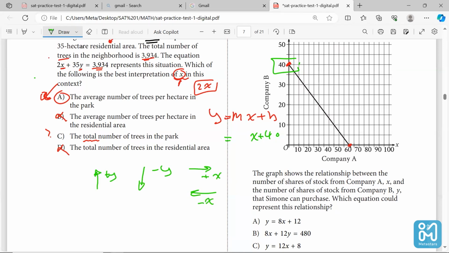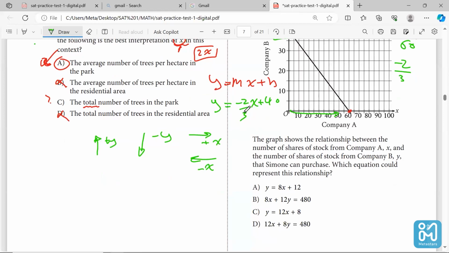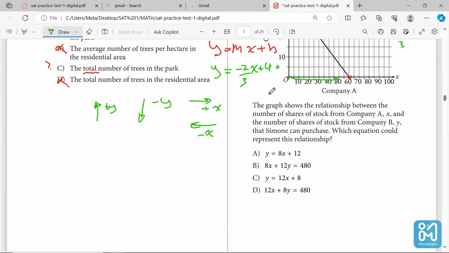Now, I will move down. So it's going to be negative 40 because we are moving down. Over moving to the right, it's going to be 60. If you simplify it, it's going to be negative 2 over 3. So y equals negative 2 over 3 x plus 40. Now, if you take a look at the choices, we don't have the solution. But maybe we solved it correctly, Ustaz.